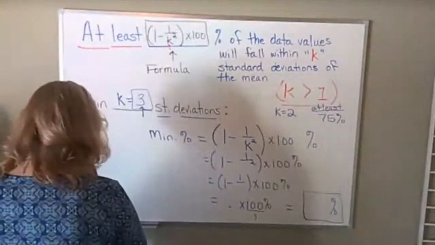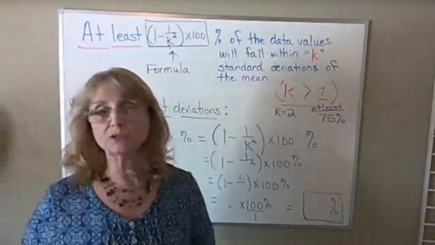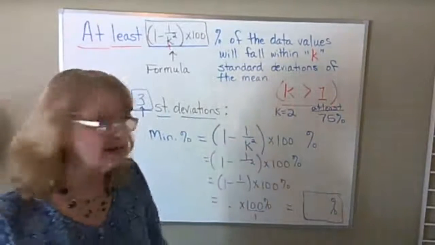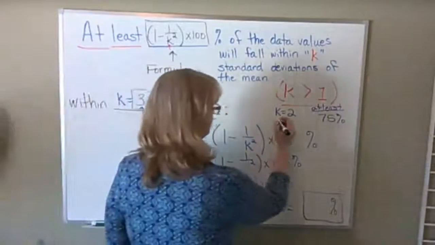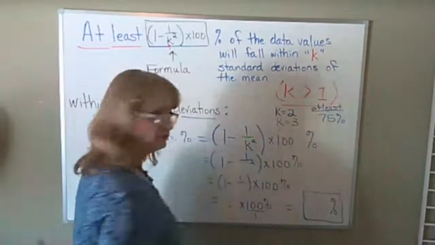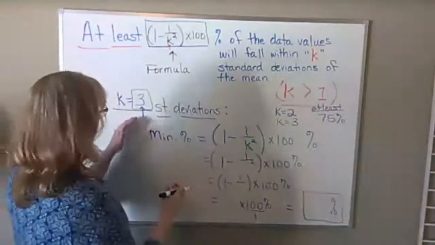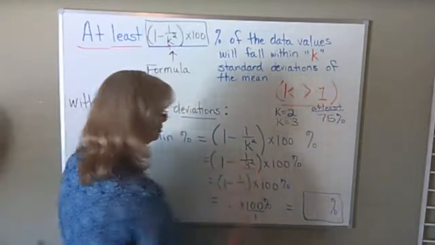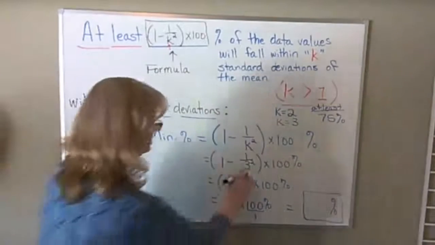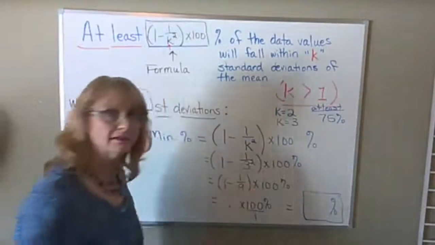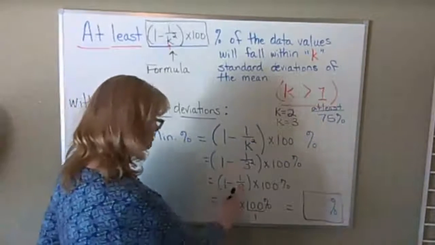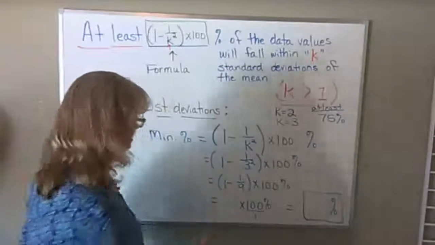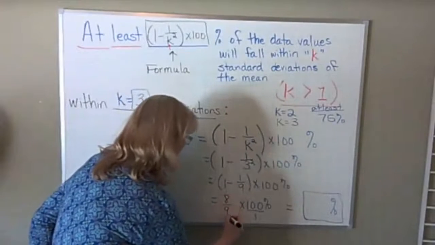So for this next one, I'm figuring out what is the smallest percentage or the minimum percentage that will be within 3 standard deviations of the mean for any data set. So now I'm doing k equals 3. So if k equals 3, then I come here, and where I see the k in the formula, I'm going to put a 3. And then 3 squared is 3 times 3, which is 9. And then 1 minus 1/9, that's 9/9 minus 1/9. And that would be 8/9.